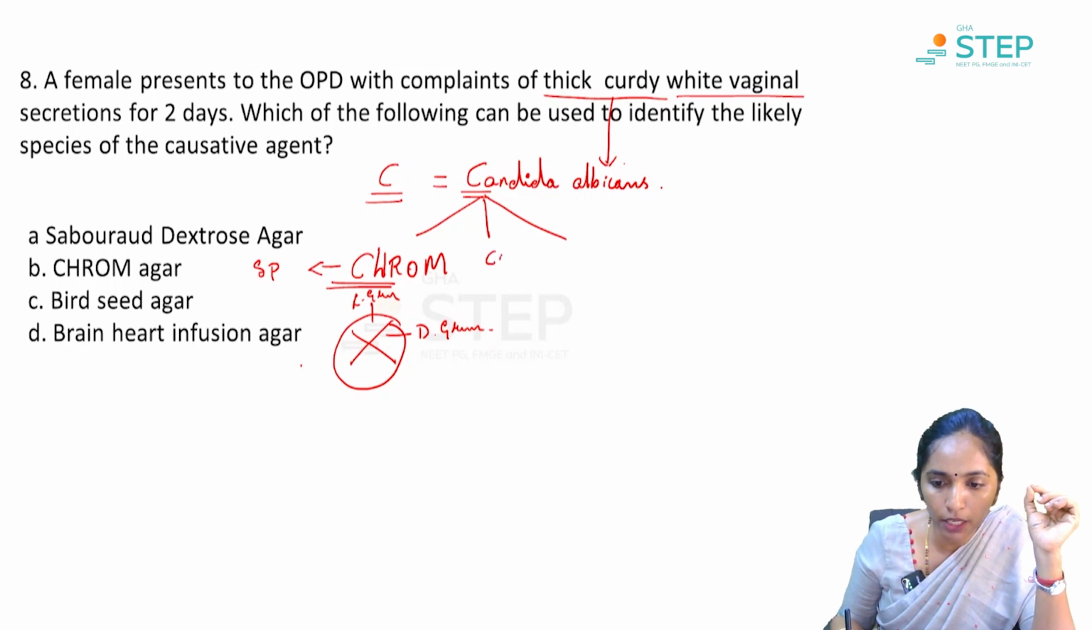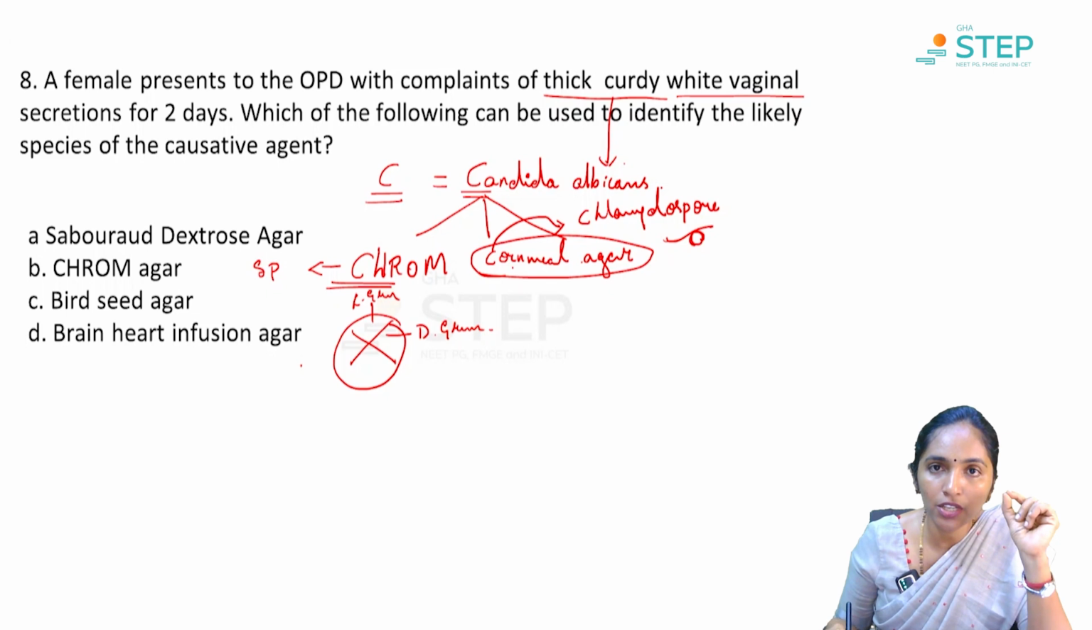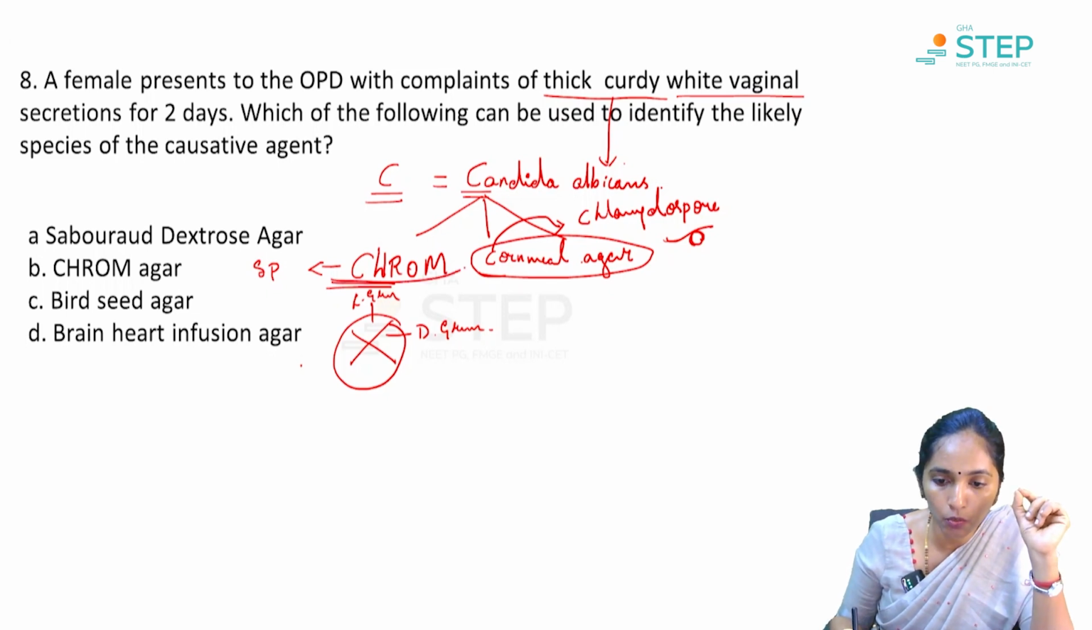Next is cornmeal agar. So cornmeal agar is the next C, where cornmeal agar is used to elicit one more C of Candida, that is chlamydospore. Chlamydospore is a round thick-walled spore which is seen in Candida, and you can demonstrate the production of chlamydospore by growing on cornmeal agar. So speciation is mainly done by growing on what?